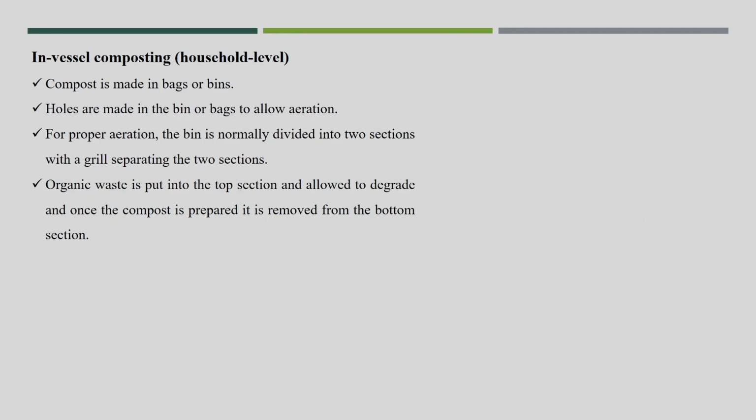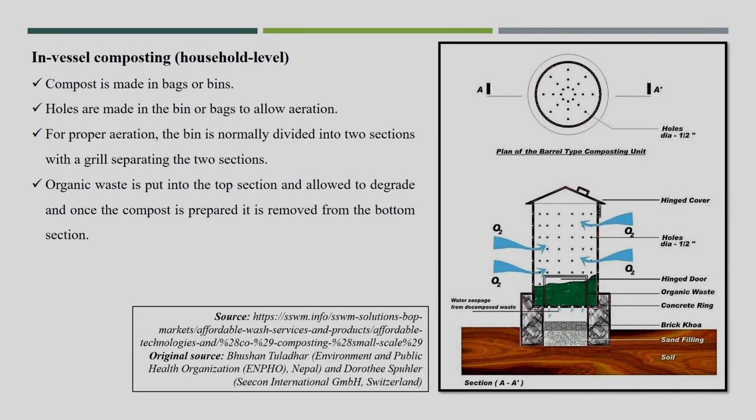This is one of the methods of decentralized composting, in-vessel composting. The compost is made in bags or bins, and for aeration, holes are provided in those bins or bags so that proper aeration is possible. You can see this in the photograph. This kind of in-vessel composting method is very good for community level or especially the apartment area. We can have small composting plants where we do not require much manual work; only chopping and mixing are required, followed by degradation inside the bins or bags.